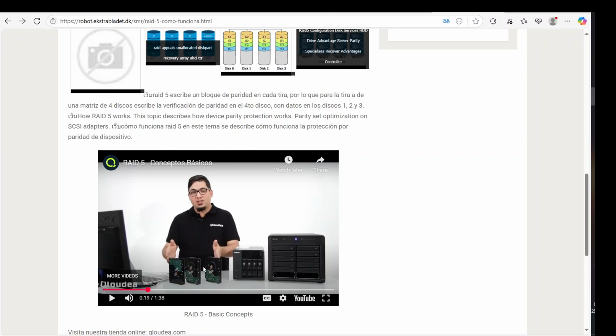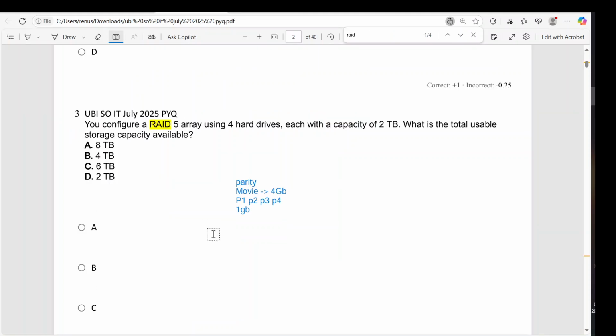Now you have these hard drives and you have split your data. Let's suppose I have numbers: 2 plus 4 plus 1 plus 3 is equal to 10. This 2 is stored in hard drive 1, this 4 in hard drive 2, this 1 in hard drive 3, and this 3 in hard drive 4. Each is stored in a separate hard drive. When you combine them, it becomes 10.